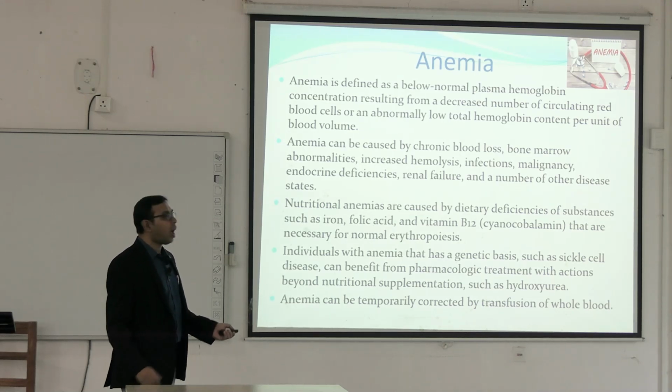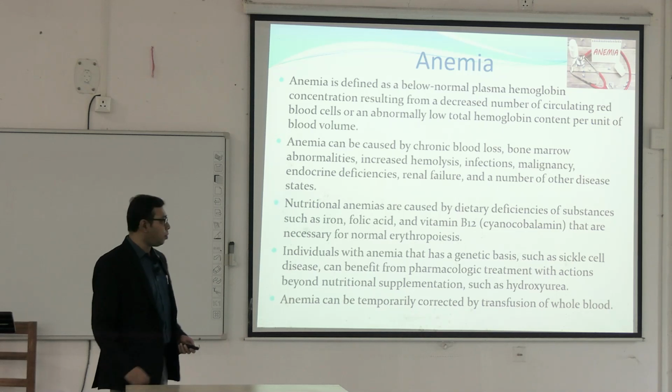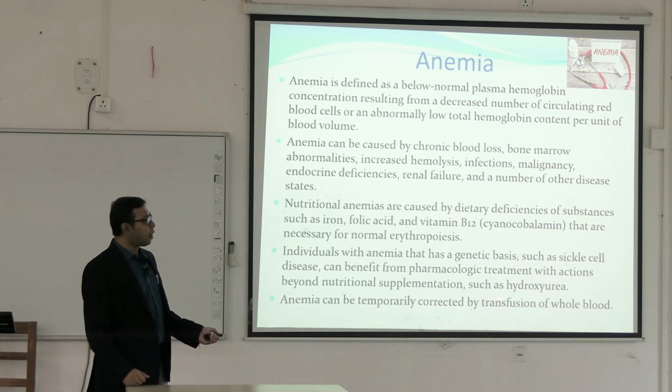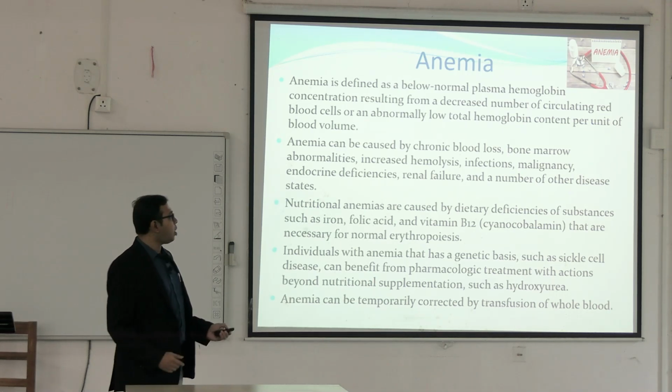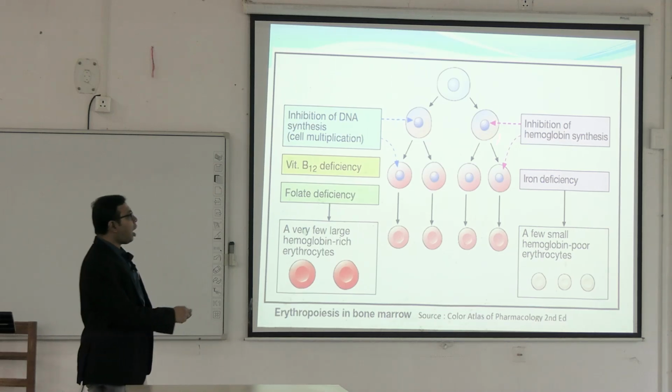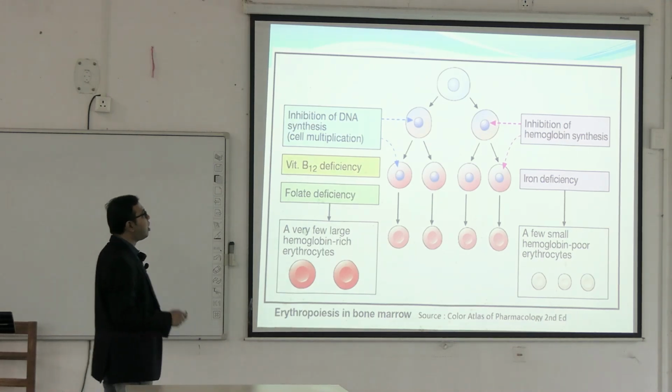For example, we need hydroxyurea in case of sickle cell anemia. Anemia can be temporarily corrected by transfusion of whole blood, which I have already talked about. So you can see how the red blood cells are generated.